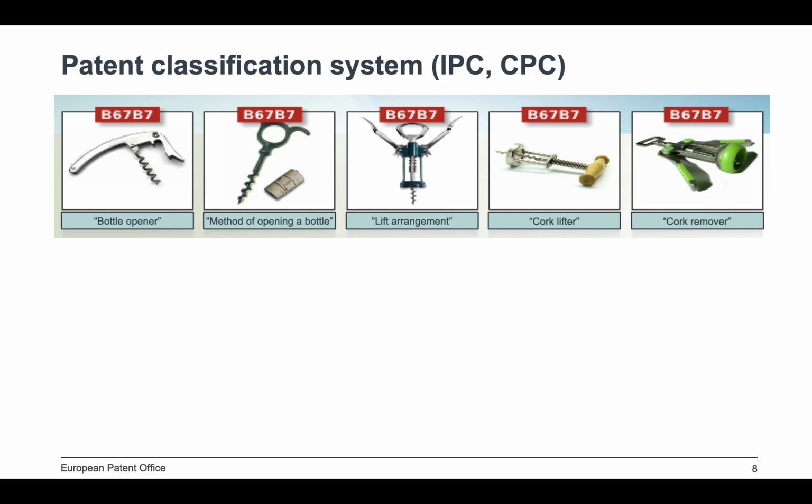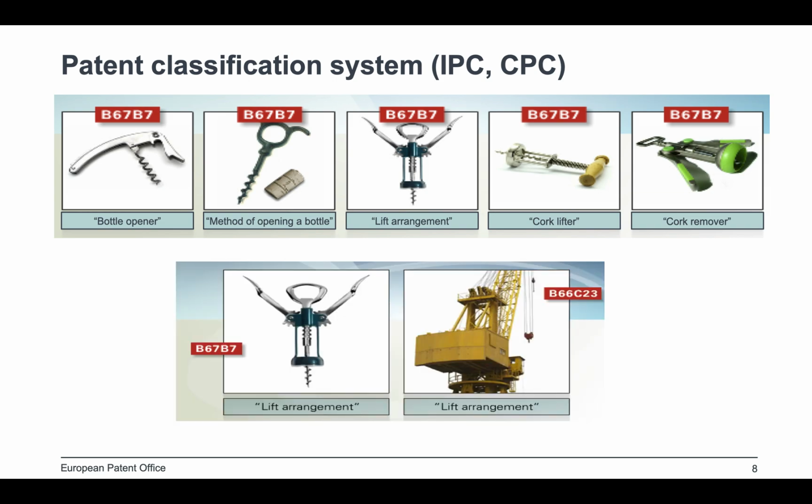Another example, on the contrary: on the bottom you see 2 pictures. These are definitely 2 different things. They are both called the same, lift arrangement, by the patent applicants. Nevertheless, their CPC code is quite different because they are different.